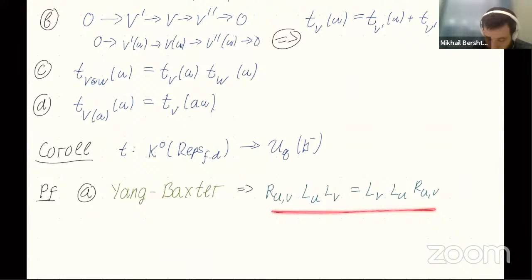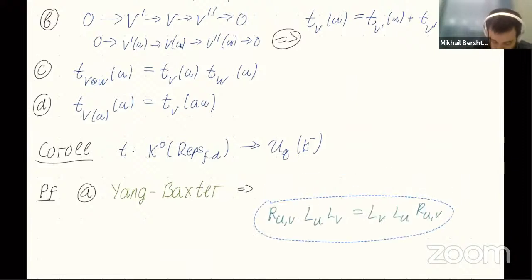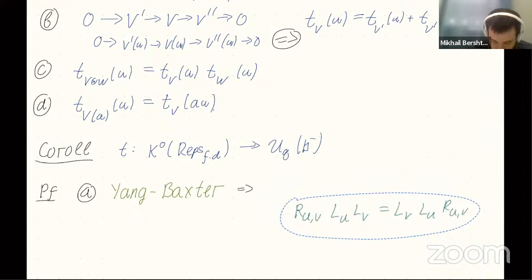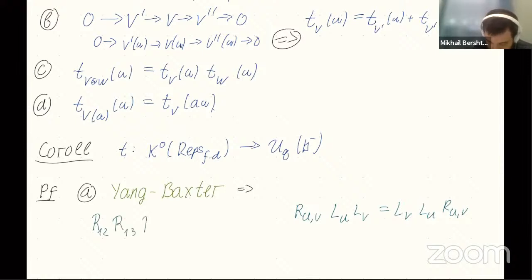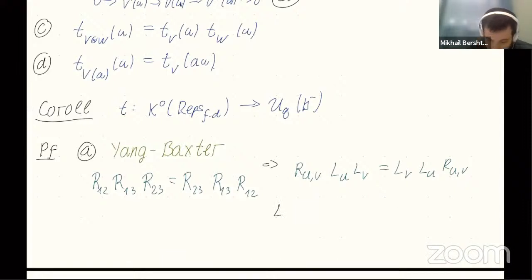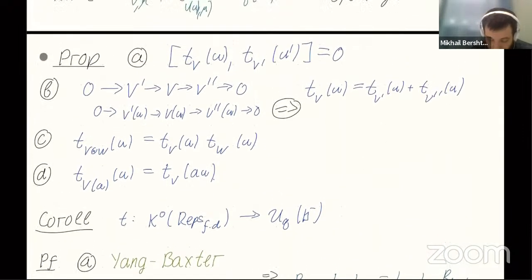Maybe I should write it: Yang-Baxter is R12, R13. And we apply the representations, and we obtain this. Hence, now we plan to take the trace, but before that we need to add the twist.